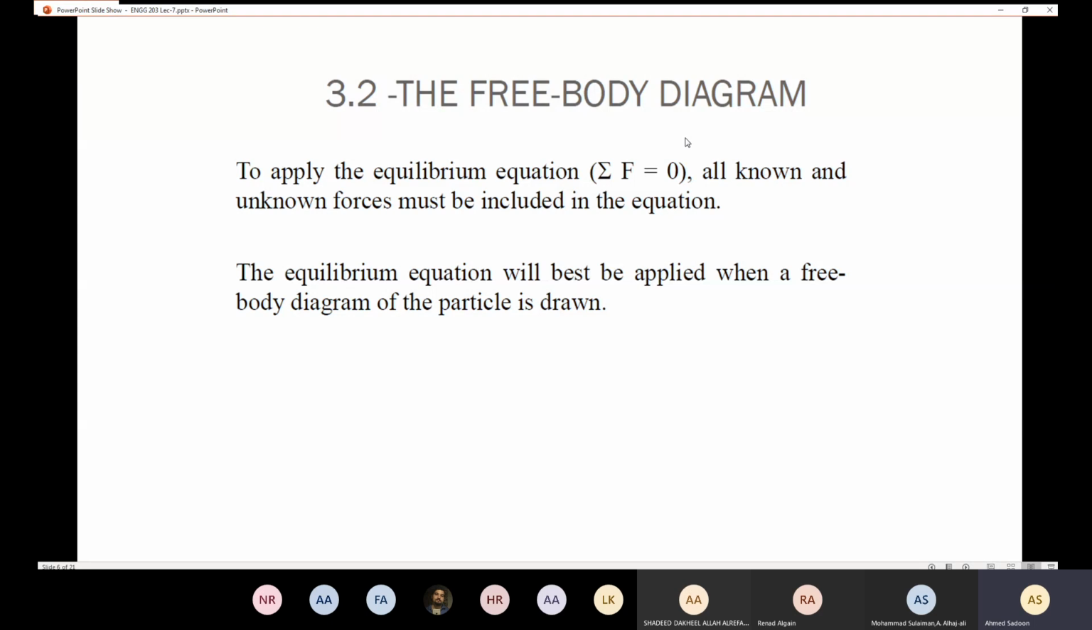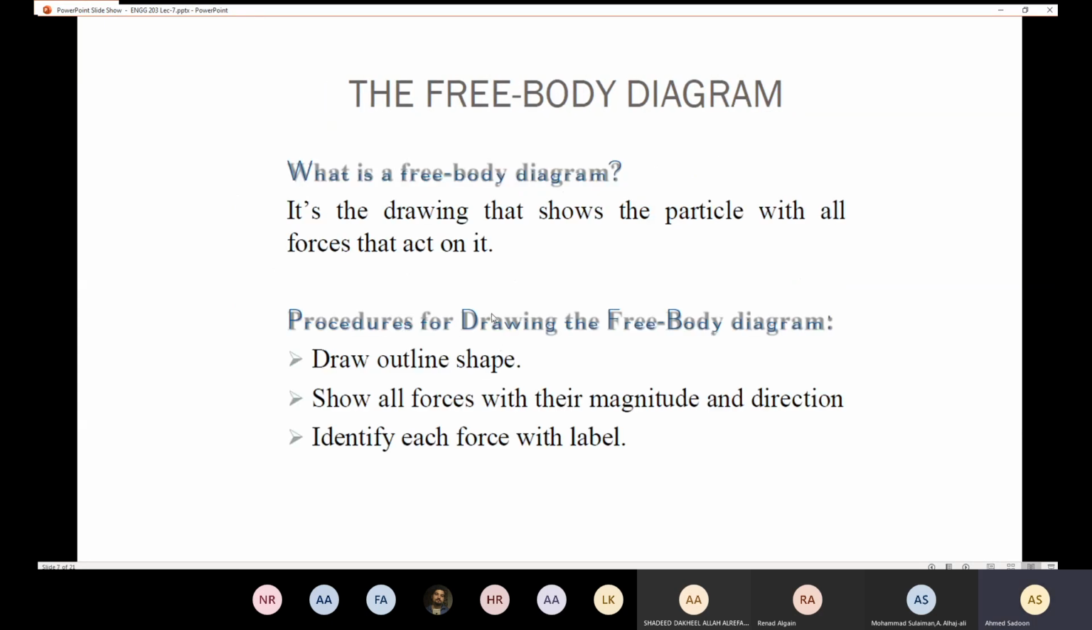I think you are familiar with the free body diagram from physics. So what is the free body diagram? It's a drawing that shows us the particle. We are going to see the particle with all forces that act on it. So in a free body diagram, we are going to draw the particle in question, and then all the forces, whether known or unknown, are going to be in the diagram.